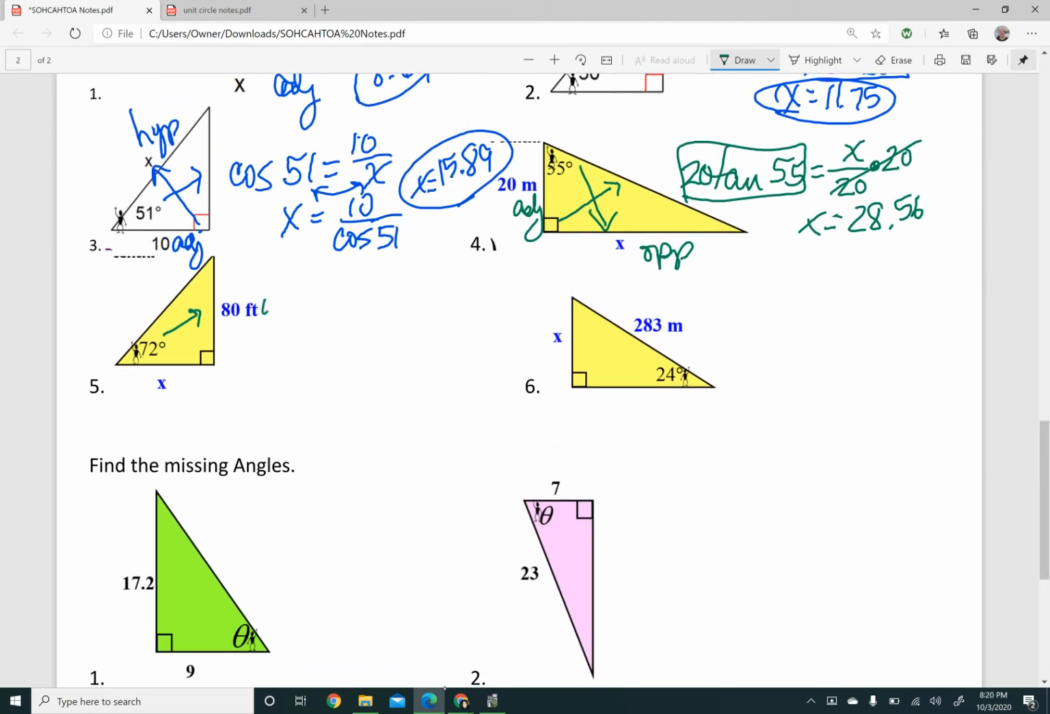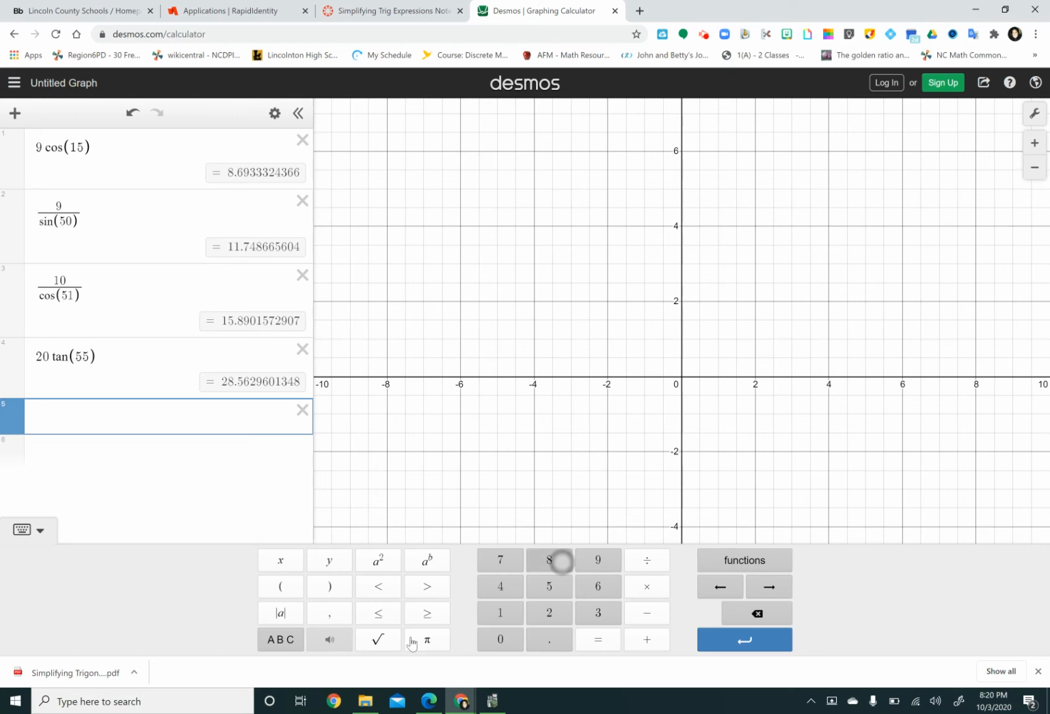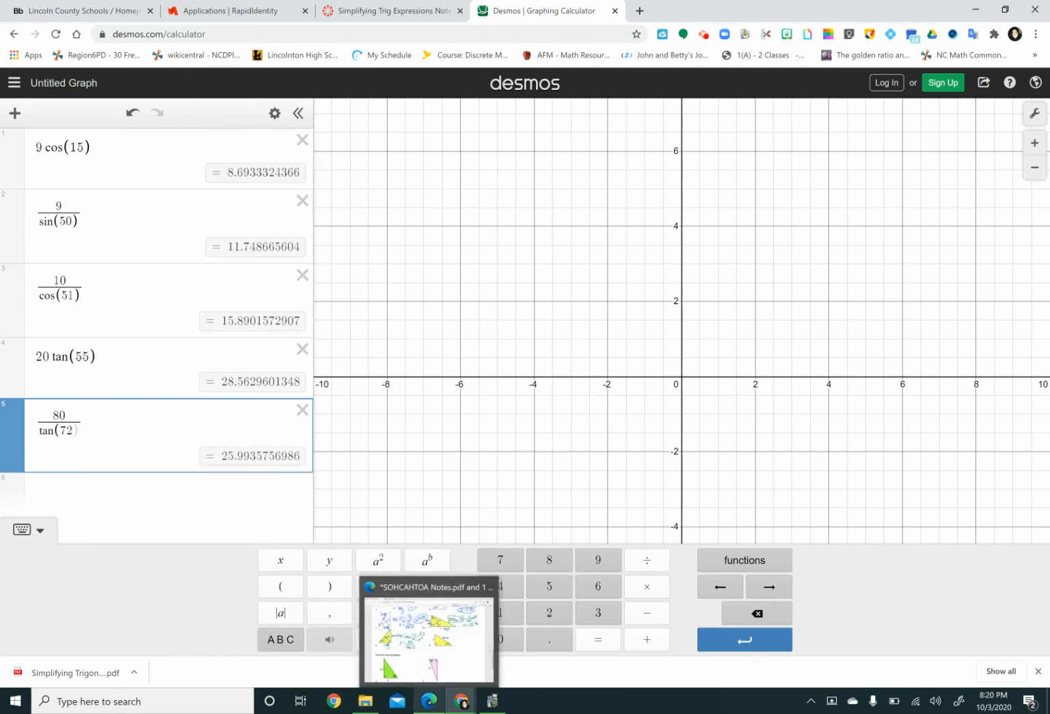This is the opposite. This is the hypotenuse. That makes this the adjacent. So again, we have tangent. The tangent of 72 degrees equals 80 over x. So these are going to flip places. So we get x equals 80 divided by the tangent of 72. So 80 divided by the tangent of 72 is 25.99.